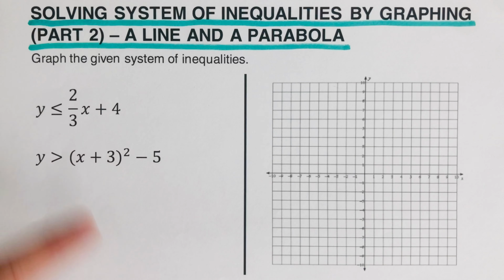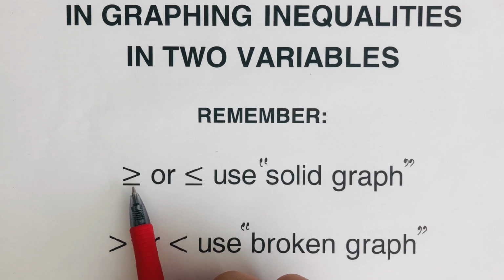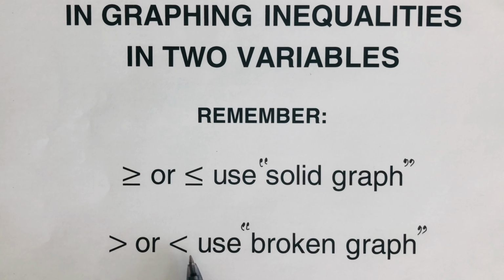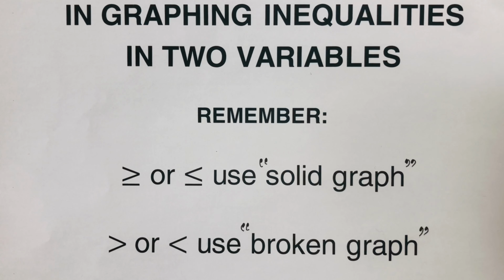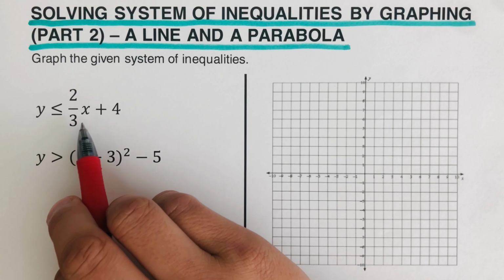Before we look into this example that we have here, let's have a review on graphing inequalities in two variables. We remember that if we have a greater than or equal to or less than or equal to, we are going to use the solid graph. And if we have a greater than or less than, we're going to use the broken graph. Now let's look at the first example right here. So we have an equation y is less than or equal to 2 over 3x plus 4.